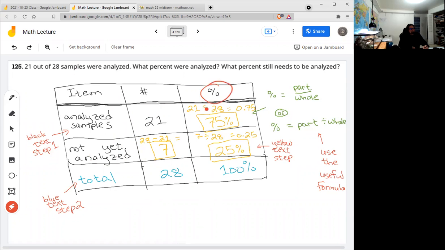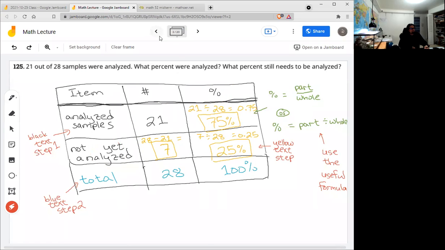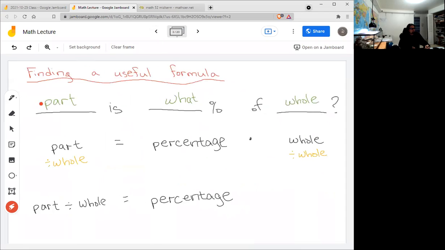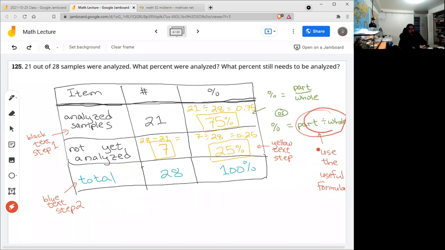Then we want the percent for each. And we could make percent sentences with 21 and the total of 28. 21 is what percent of 28? But since we had just found this pattern, part divided by whole, we're just going to do that. We're using the formula that we just found. So part divided by whole, and then riplop to make a percent.